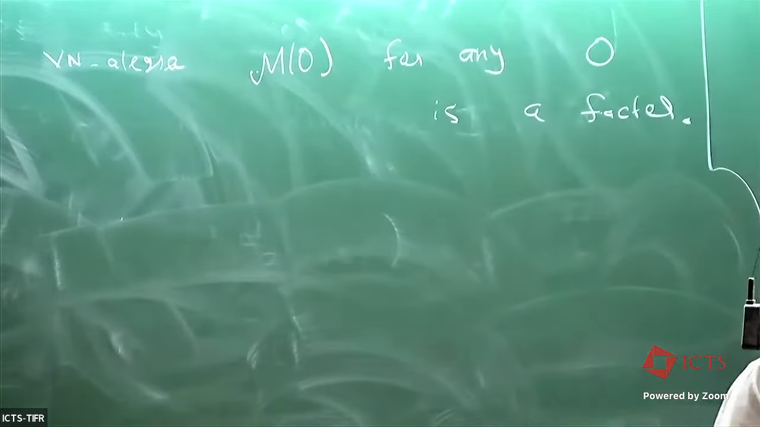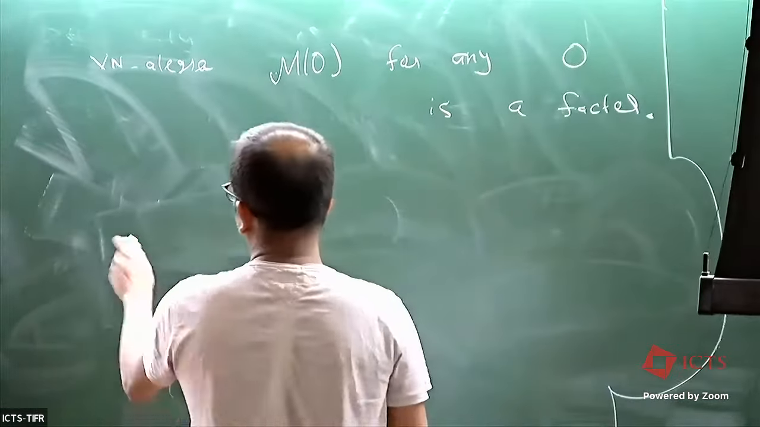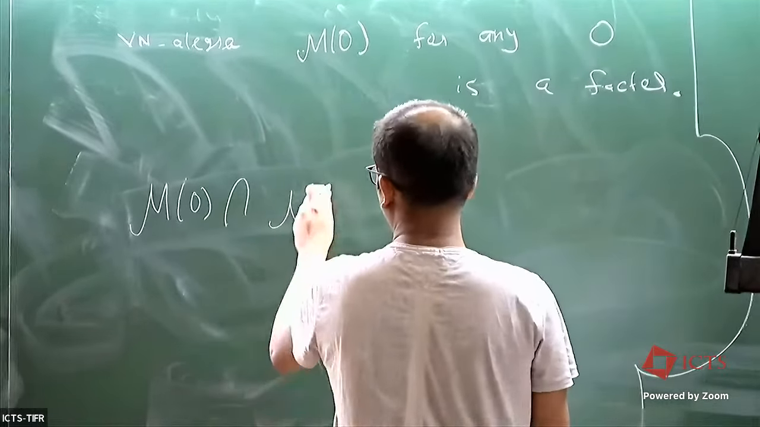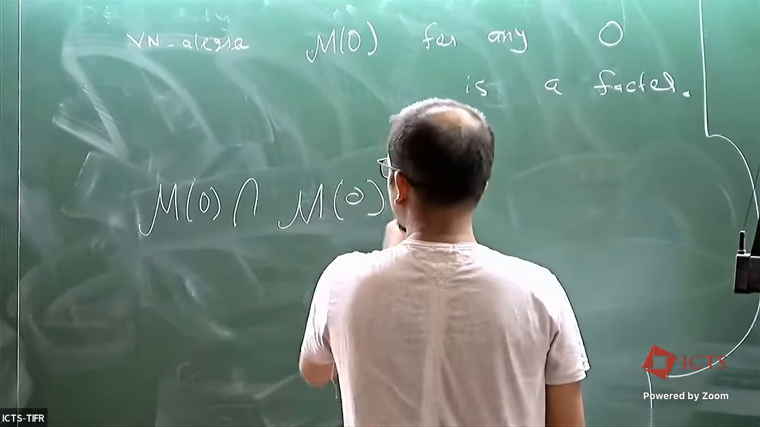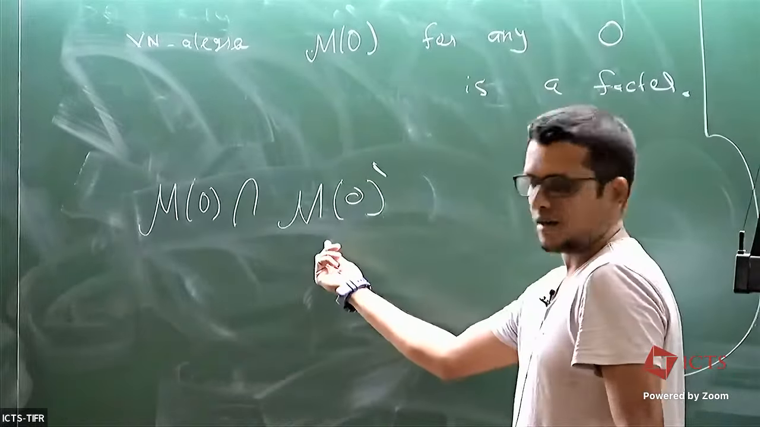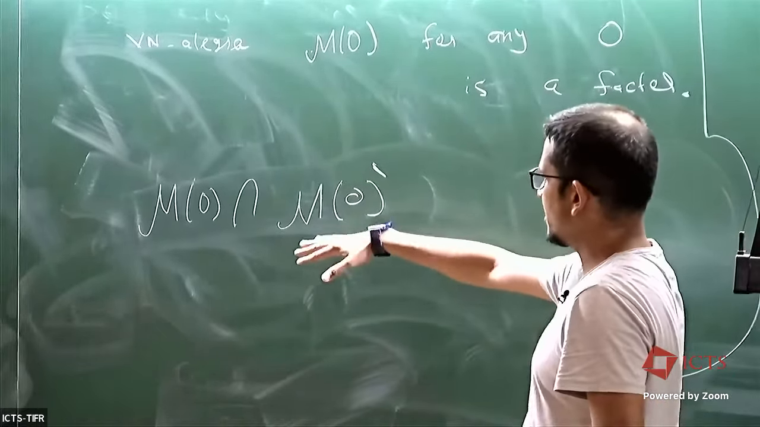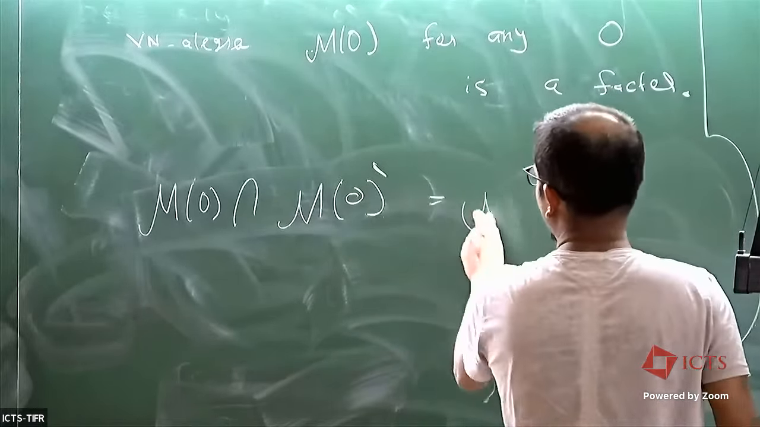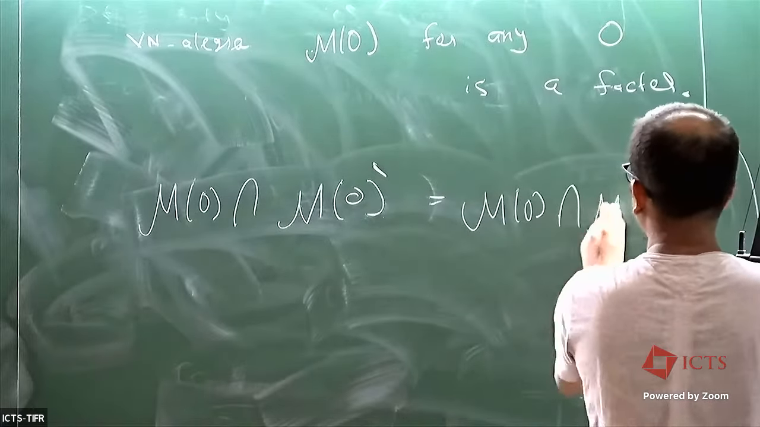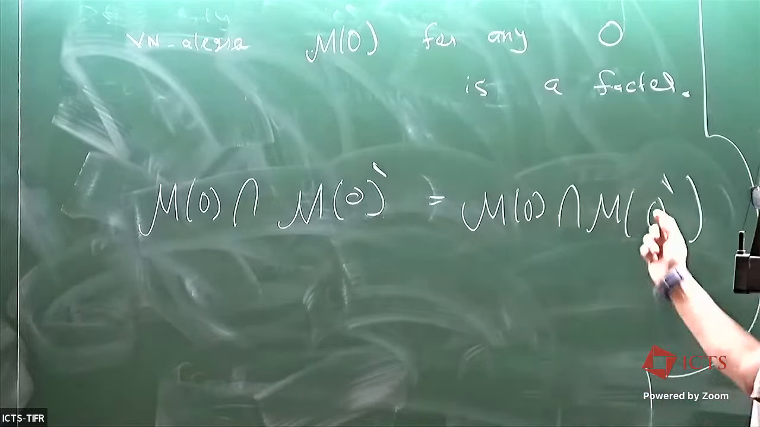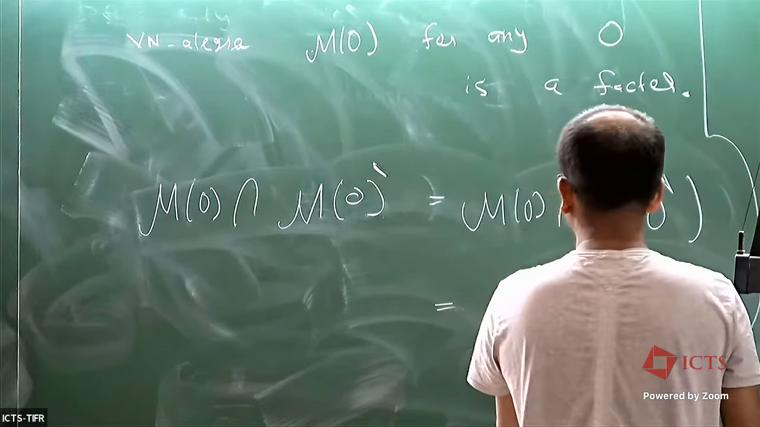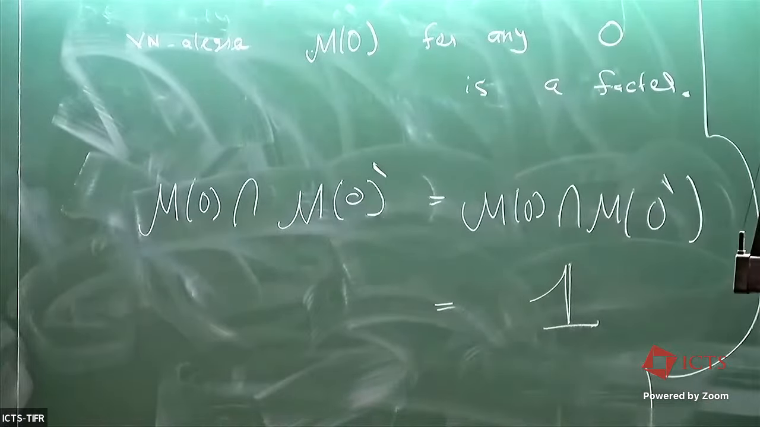The reason it is a factor is that if I look at the intersection of M of O with its commutant, then if I remember, Tom discussed briefly that there is Haag duality. So let's just assume Haag duality, which tells us that this is the same as M of O intersected with M of the causal complement of O. And we know that the only common element between them is the identity. That tells us that M of O is a factor.